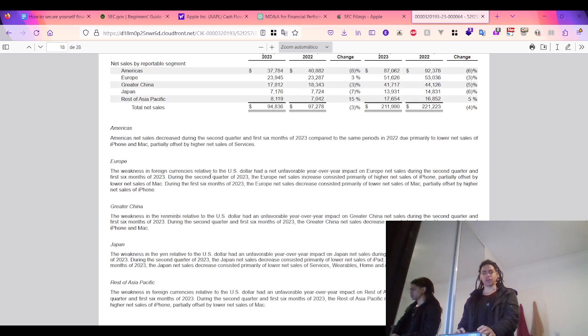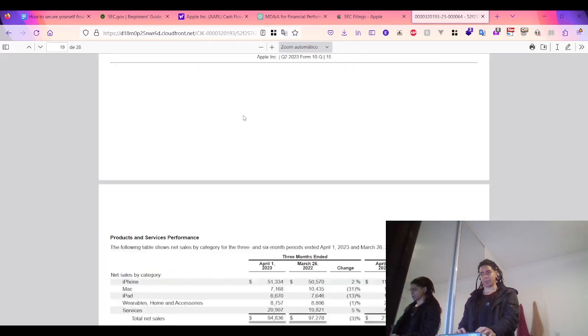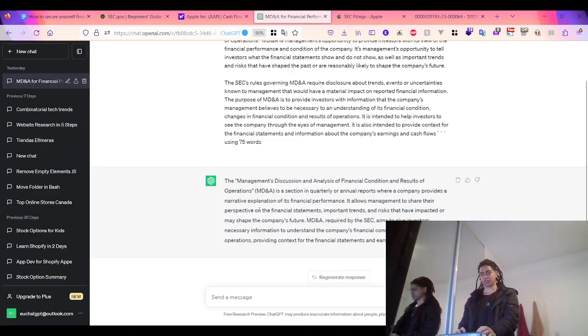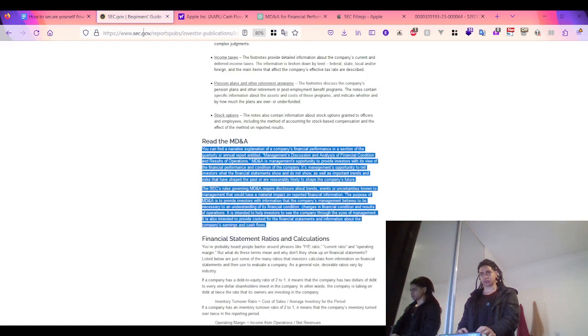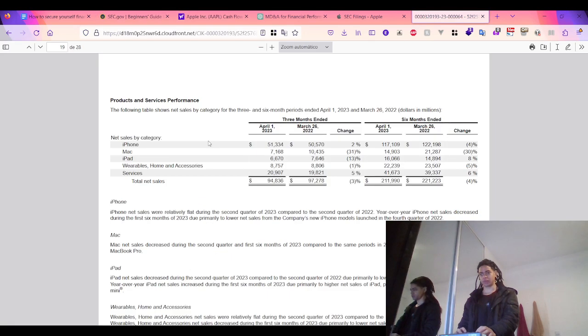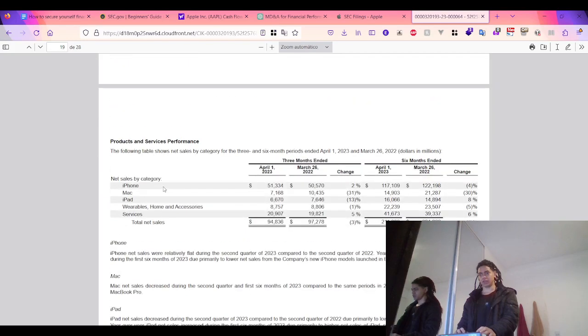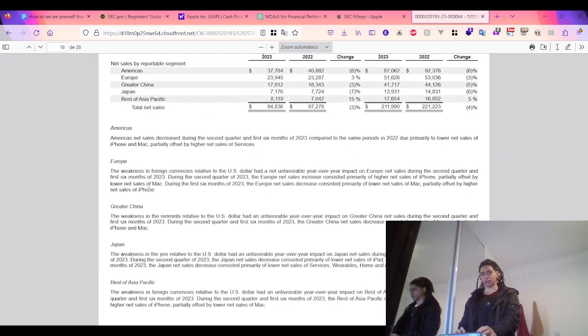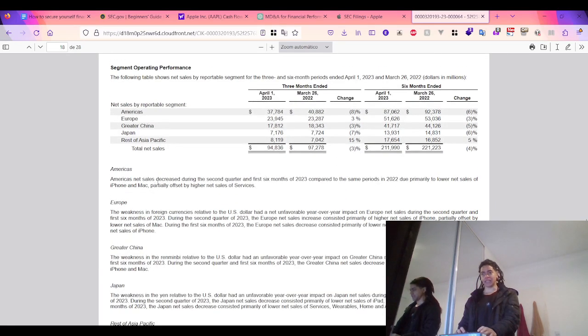Much like when you hit the gym, you have a fitness condition. Much like this MD&A, it shows from the management perspective the financial condition and results of operations. Okay. So next, something important here is to show important trends or risks that have impacted the company.